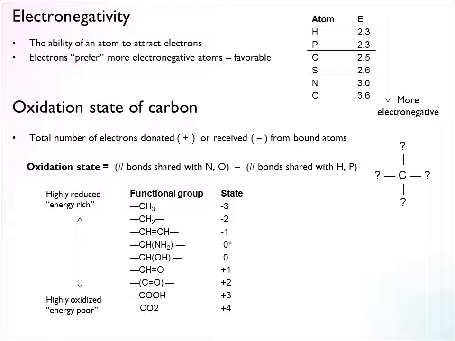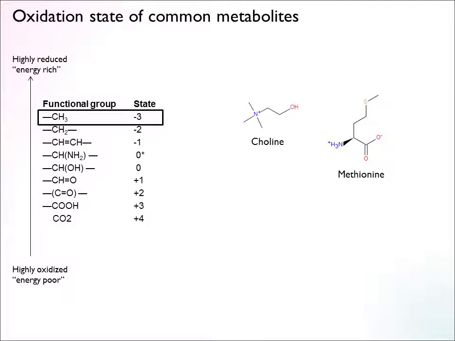Let's look at these functional groups a bit more carefully, and let's look at some. So here are some common metabolites exemplifying each of these states and functional groups. At the most reduced state, as we said, we have methyl groups, CH3 groups at the state -3. These you find, for example, in choline. We have 3 methyl groups here. So this is a metabolite that occurs in phospholipids and so in membranes.